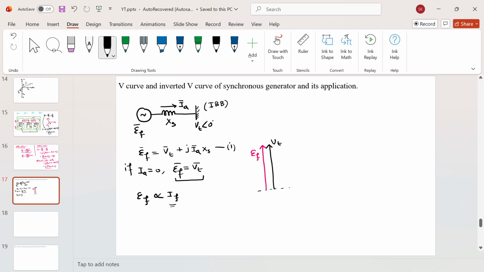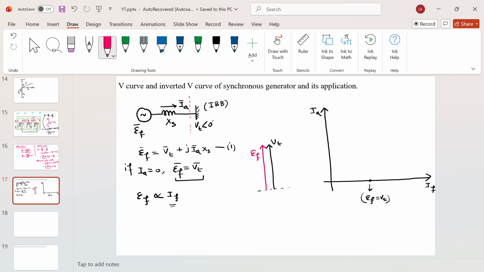So let me draw that one. Let's say this is my graph. This is my armature current IA, and this is my IF. Okay, so at some IF here, at this IF, my EF and VT are the same. Okay. Now let's say I want to check what will happen if my output power factor, or the power factor at this point, is purely lagging or purely leading.